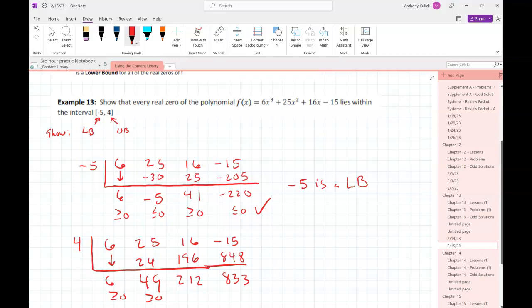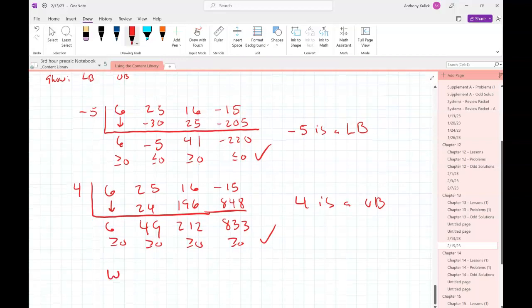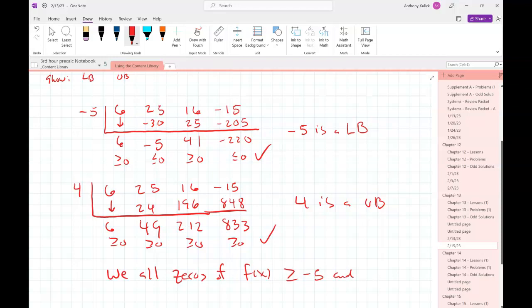So what do we see here? All greater than or equal to 0. That's what we need. So 4 is an upper bound. Since that's the case, we know all the zeros of f of x are greater than or equal to -5 and less than or equal to 4. So they're on the interval from -5 to 4.